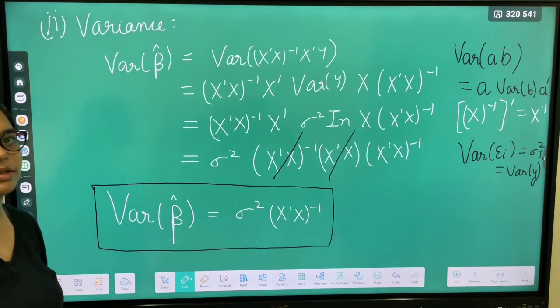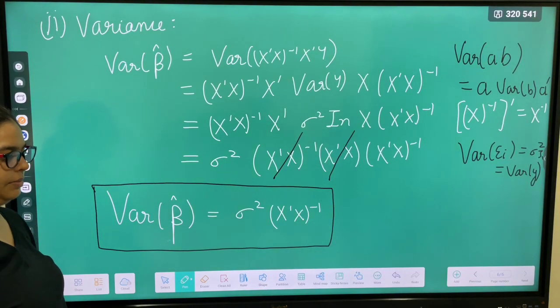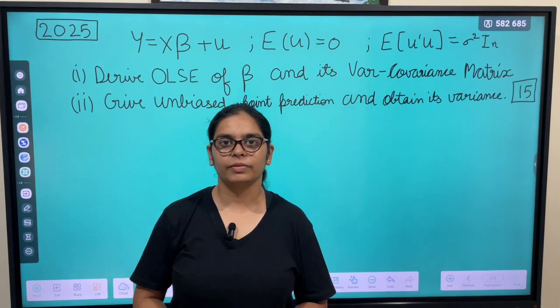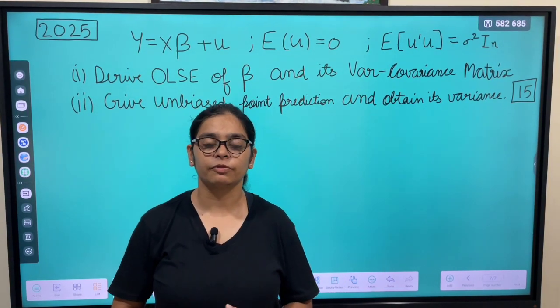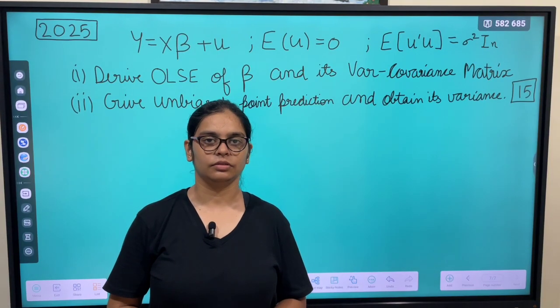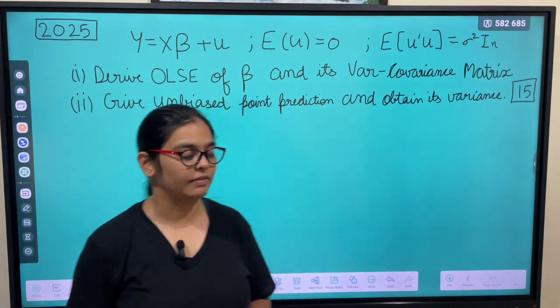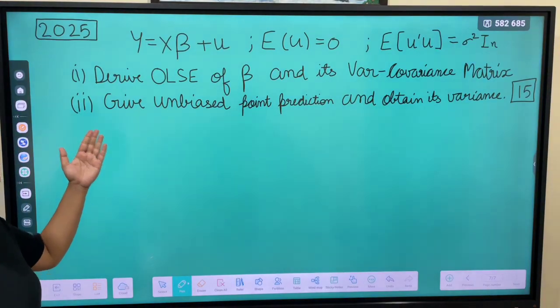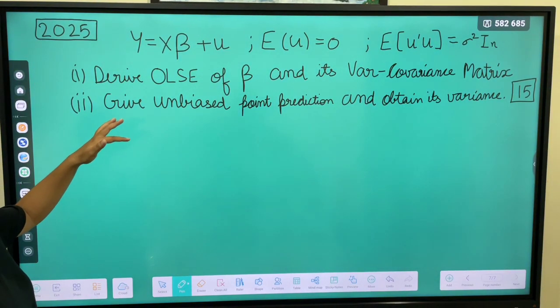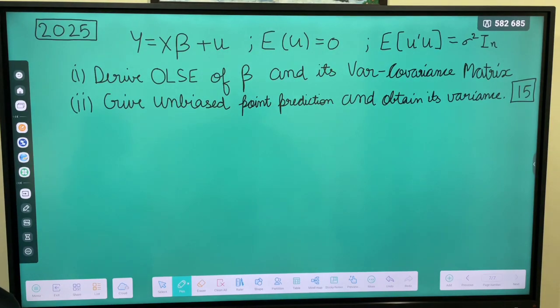This is the variance of our beta cap estimator. Now we will discuss one question, which is a PYQ, regarding the topic we have done. This PYQ was given recently in the 2025 examination, and it was of 15 marks.